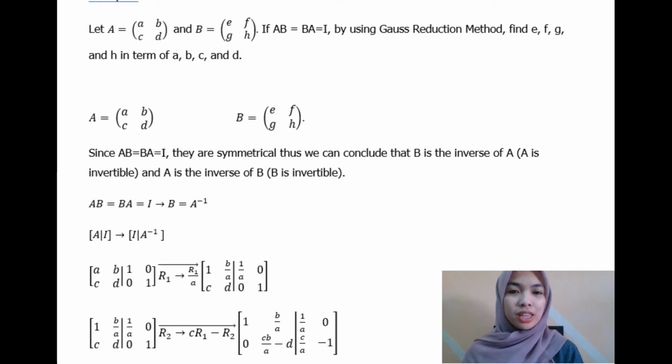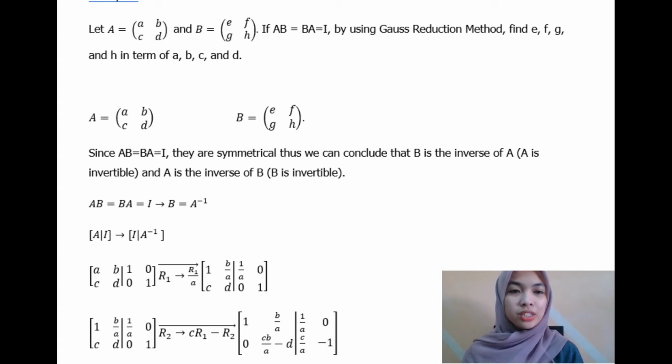So this is an example of how Gauss-Jordan reduction works. The question says matrix A equals A, B, C, D and matrix B equals E, F, G, H. If AB equals BA equals I, by using the Gauss-Jordan reduction, find E, F, G, H in terms of A, B, C, D.